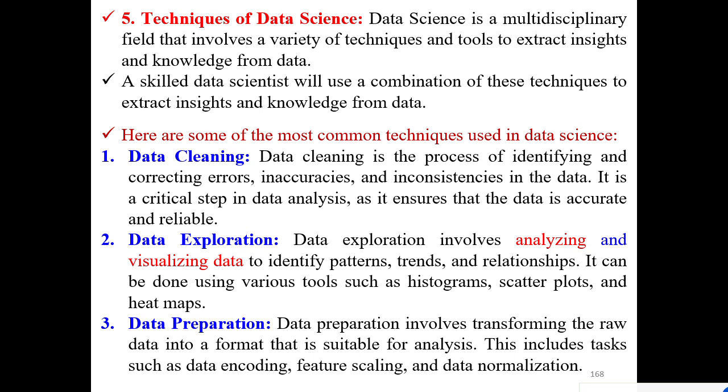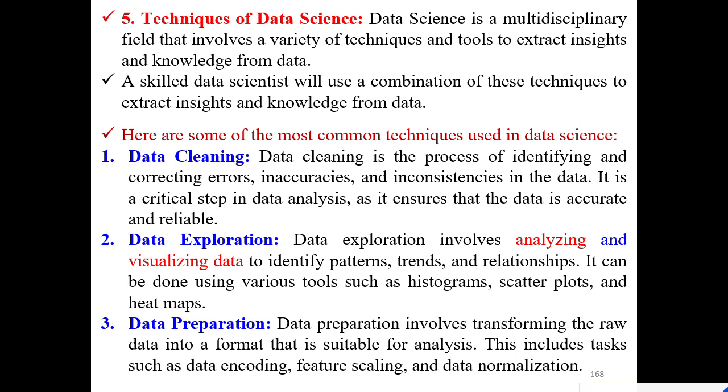Data cleaning is the process of identifying and correcting errors, like eliminating noisy data, inconsistent data, dirty data, and inaccuracies in the given data. It is a critical step in data analysis as it ensures that the data is accurate and reliable. In order to process data cleaning, we are applying various techniques like binning, box plot and filters. These are the techniques we are using under data cleaning.